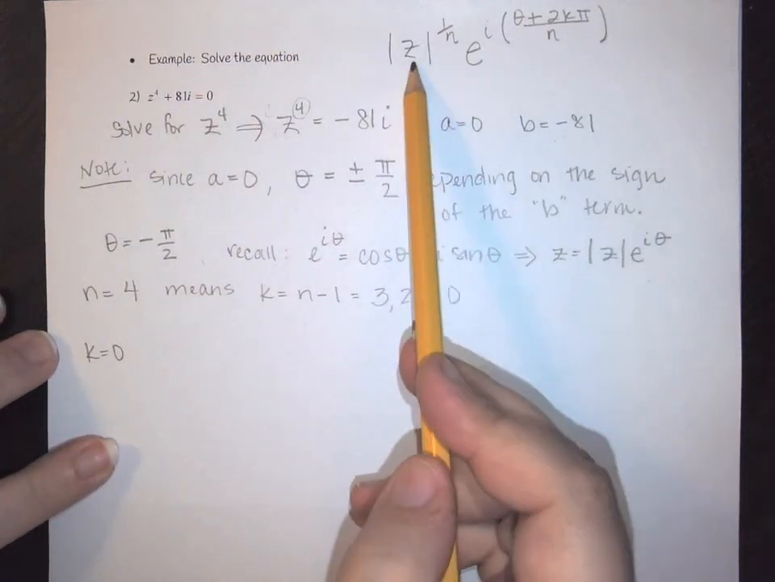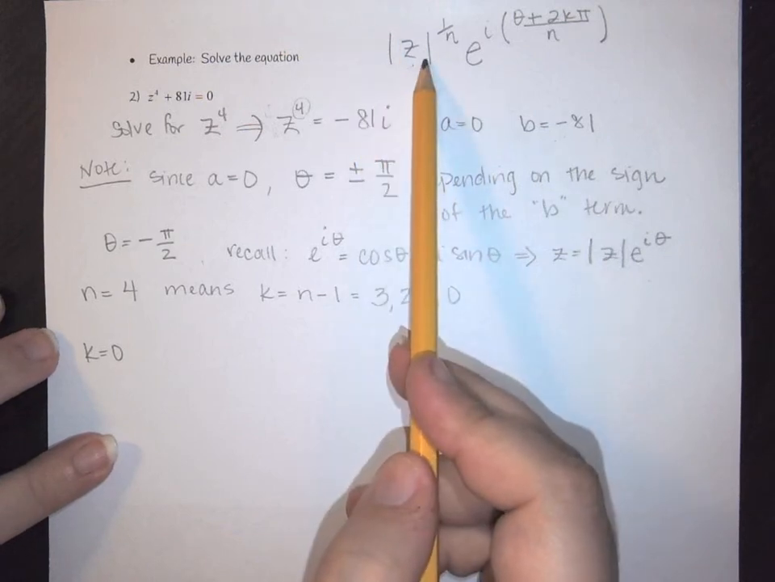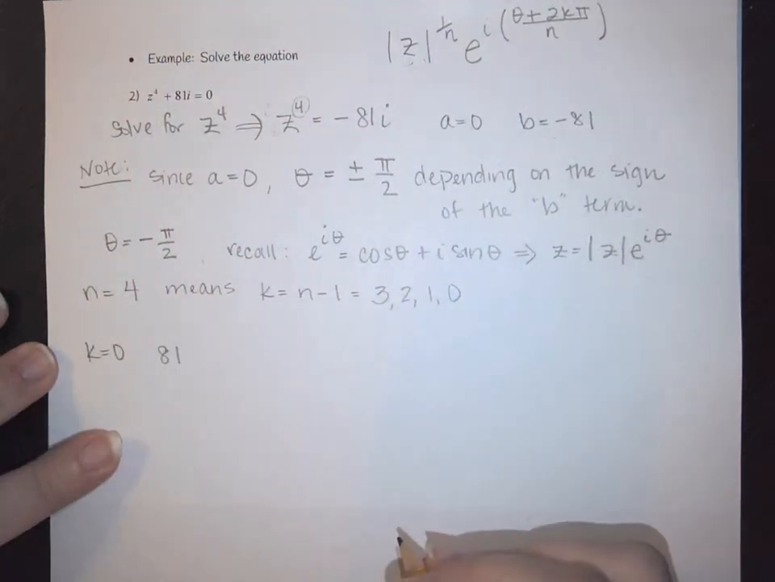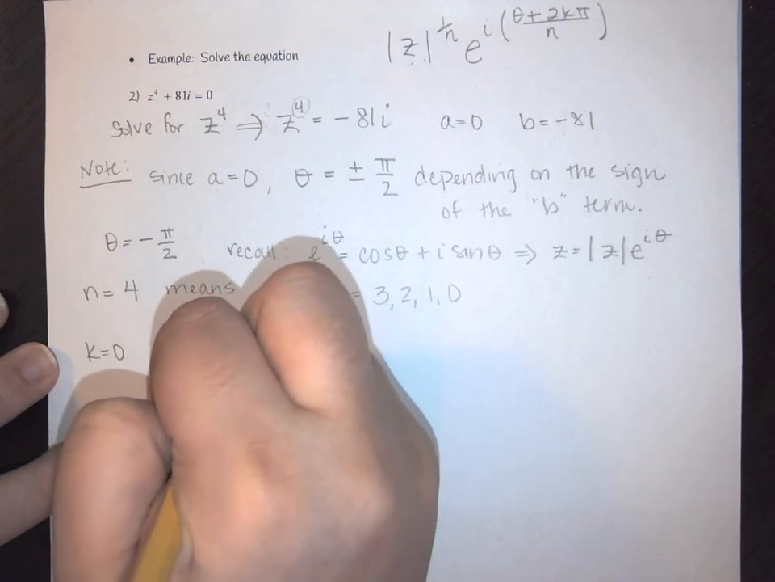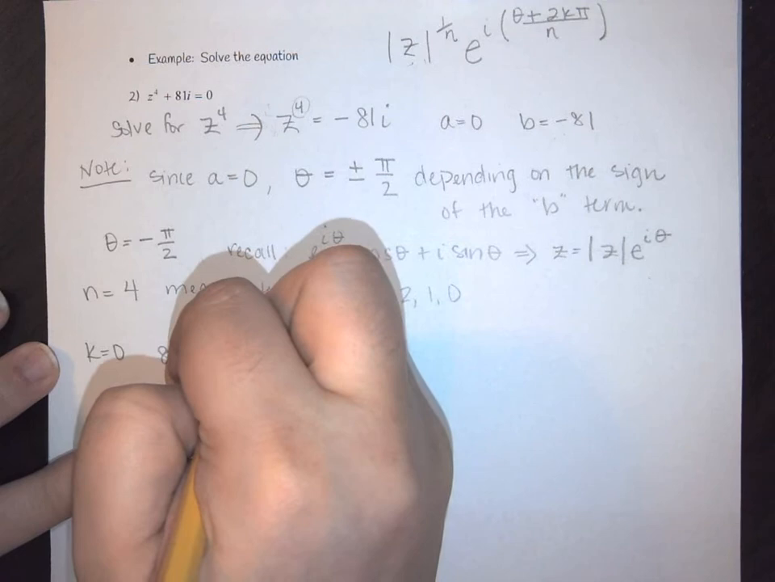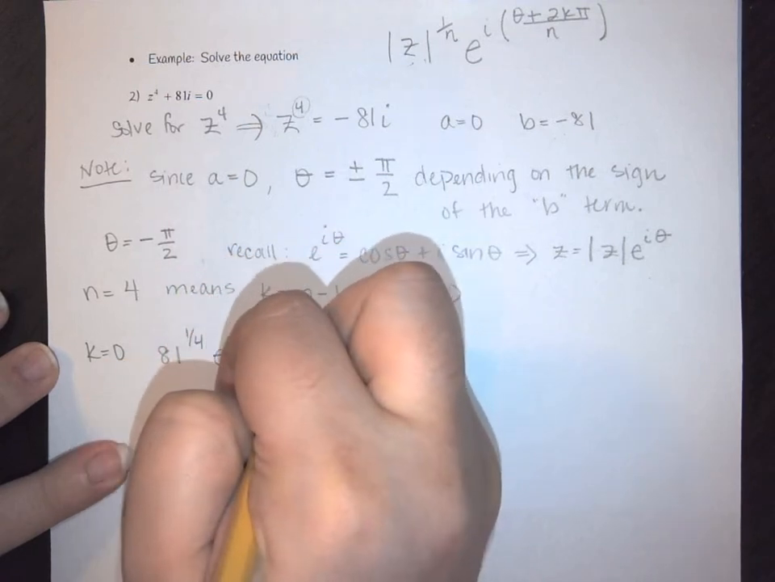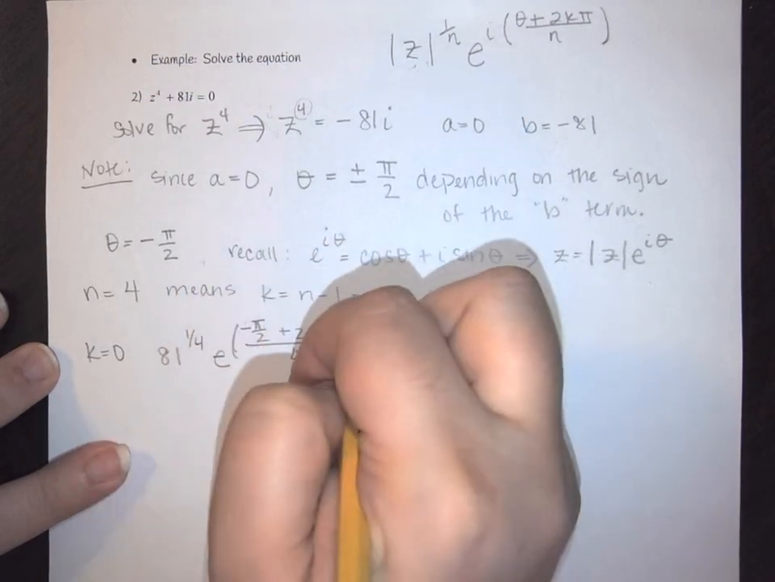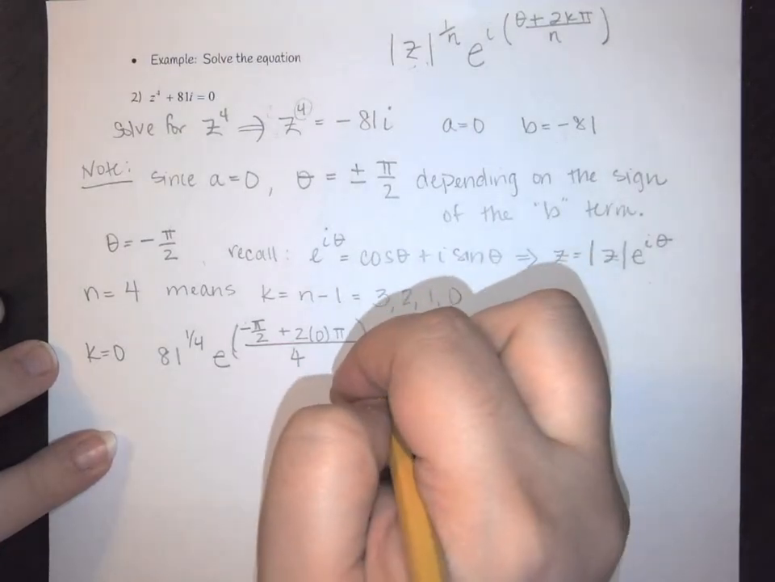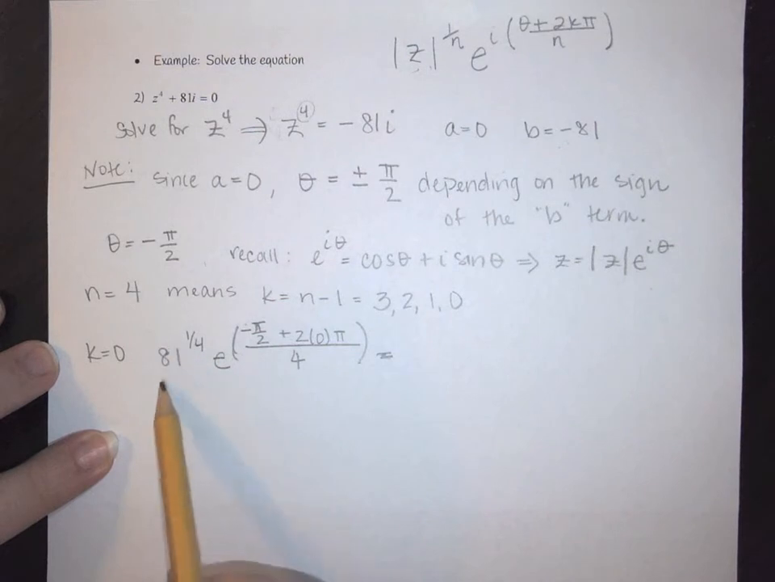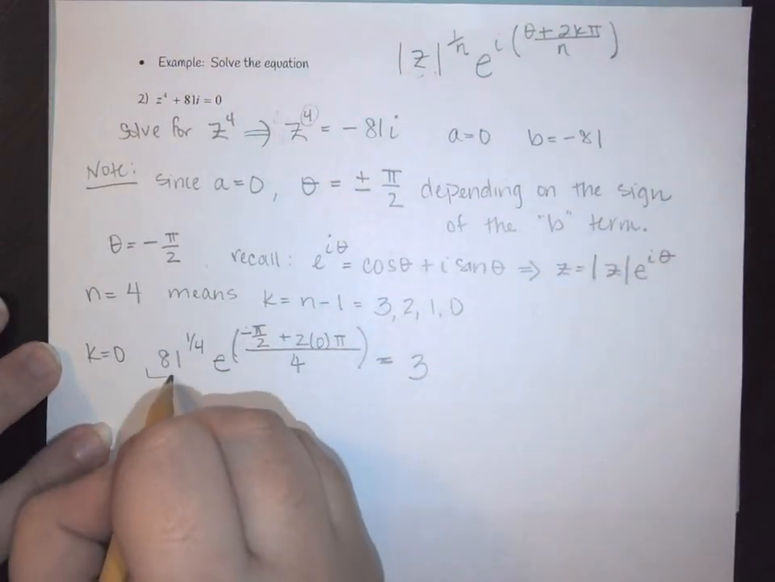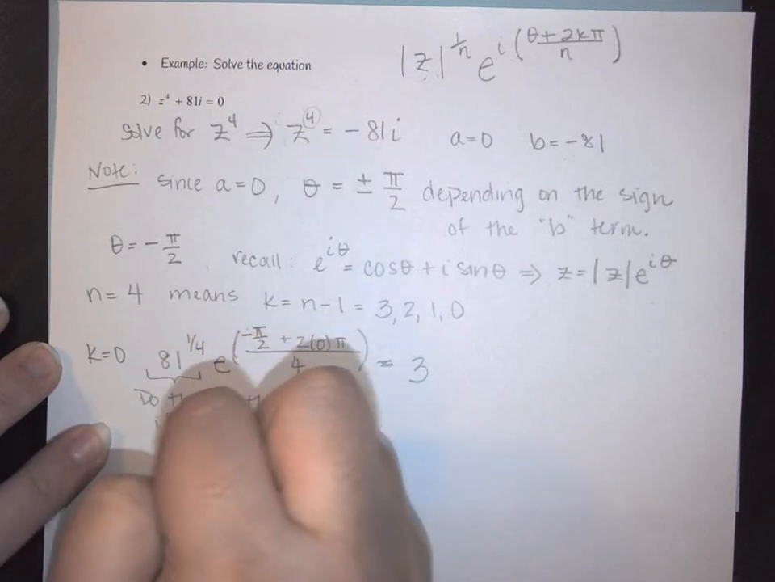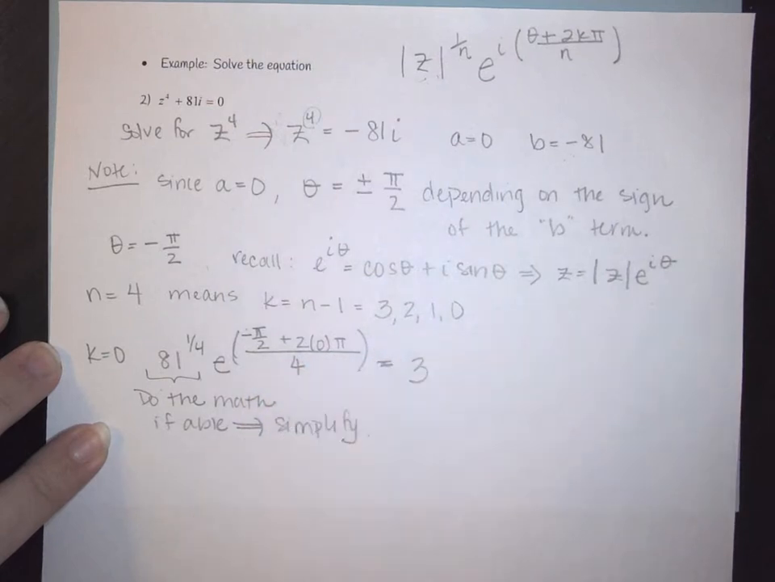So here we've got the magnitude of z. So to do that says that I'm looking at 81 to the 1 over 4 e to the stuff. So we're going to have negative pi over 2 plus 2k pi, so 2 times 0 pi. The whole thing's divided by 4. So we need to simplify our problem. So this is going to be the fourth root of 81, which we simplify down to being 3. So in other words, here you need to do the math if able. What does that mean? It means simplify. Okay, so this becomes a 3.